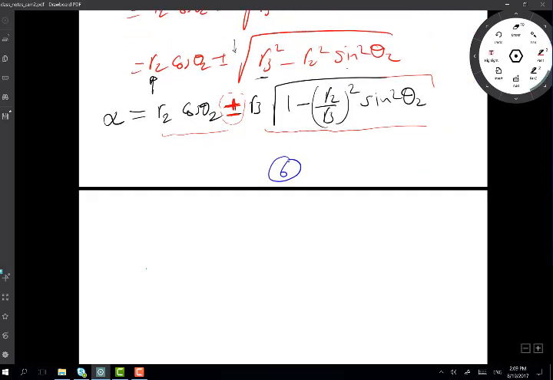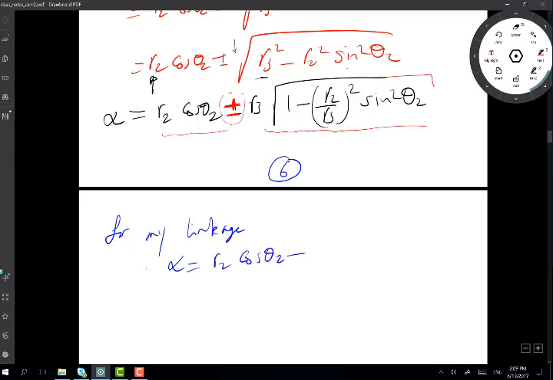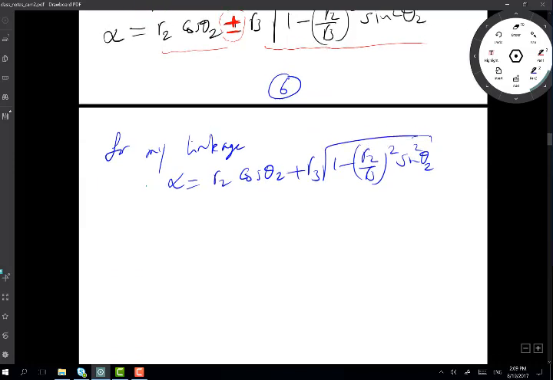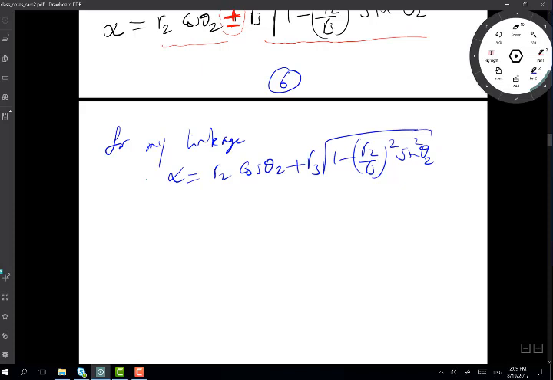So for my linkage here, I'm going to write to assert that, for my linkage, x is R2 cosine theta 2 plus R3 times the square root of 1 minus (R2 over R3) squared sine squared theta 2. This will be the equation for my link. And if you wanted to plot this, you can plot it now because x is just a function of the one variable theta, and you can assume any values to plot that if you wanted.